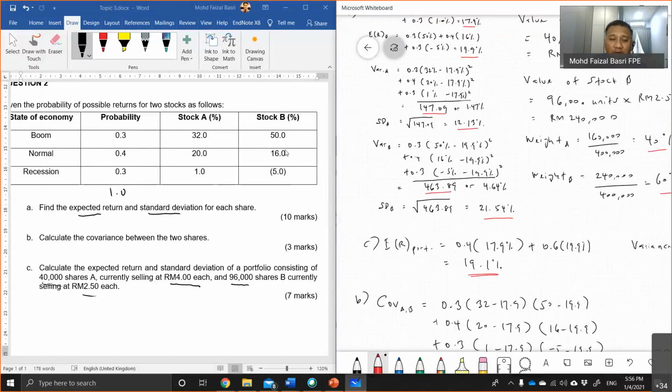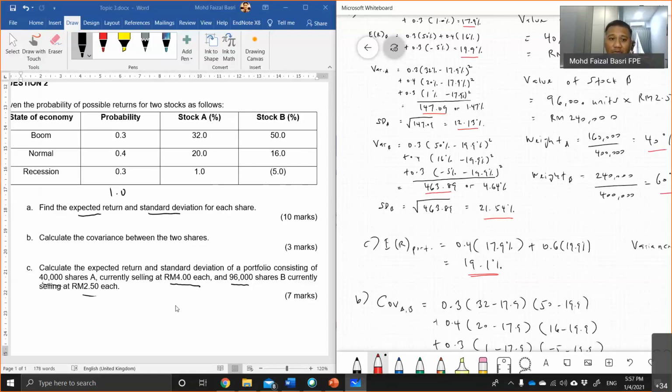If you look at the original question in the table, in normal time, stock B is offering lower returns as compared to stock A, 20% and 16%. Meaning in normal case, stock A might offer you higher returns, but during a very good economy, you might get higher returns. You can see here, it's between 50 and 32%. So stock B offers you higher returns. However, it comes with higher risk because they can drop into negative returns. But for stock A, you still can get returns, but with a 1% return only. So that's why in terms of the risk, stock B is much higher.